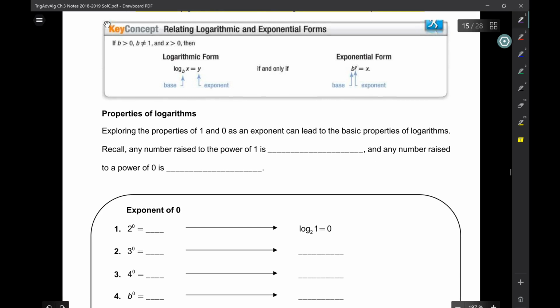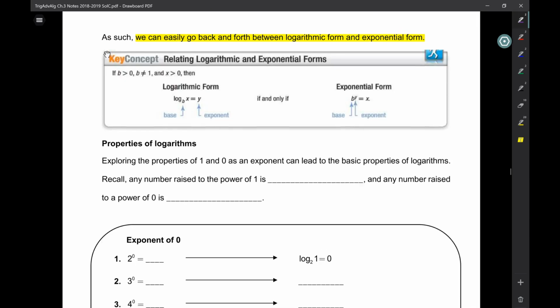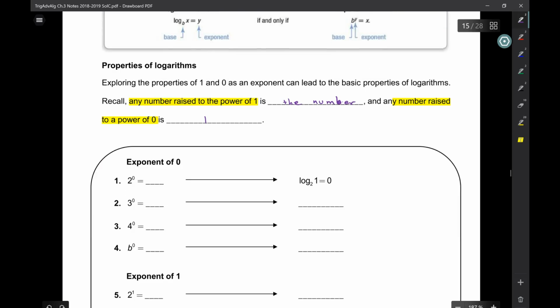All right, so let's talk about properties of logarithms. Since a logarithm is an exponent, we always have to think about those special exponents. Let's remember a couple of things. What's any number raised to the power of 1? The number. What's any number raised to the power of 0? 1. We already know that from last chapter. So let's explore that for a little bit.